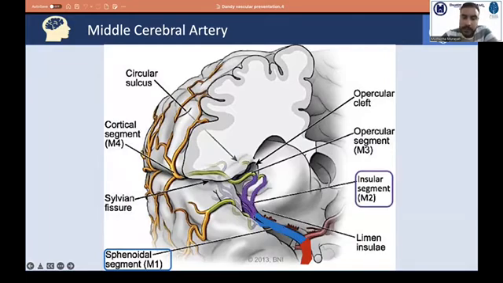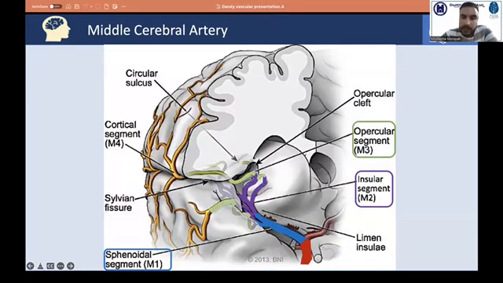The M2 segment is called the insular segment. You should know from previous presentations we had that there is a structure called the insula. It lies just deep in the Sylvian fissure. If we open it, we can see the insula. So the M2 segment lies over the insula.